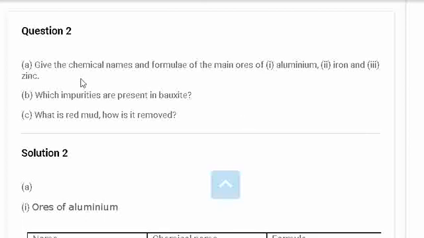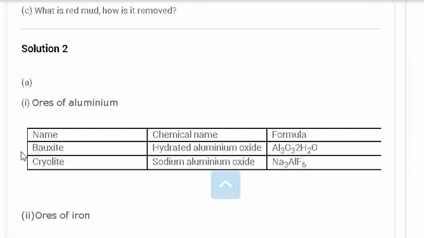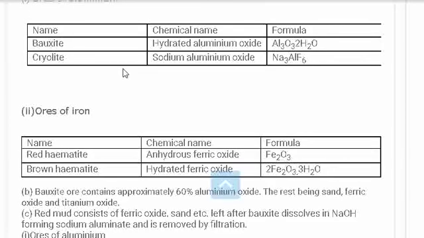Question number two: give the chemical name and formula of the main ores of aluminium, iron and zinc. The ore of aluminium is bauxite. The chemical name is hydrated aluminium oxide, Al2O3·2H2O. This is the main core ingredient. Another one is cryolite, sodium aluminium fluoride, Na3AlF6.